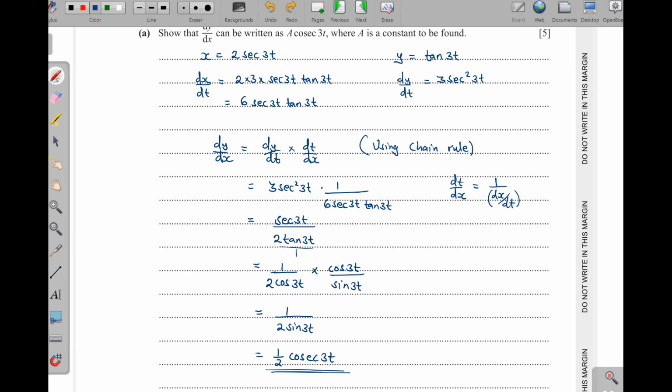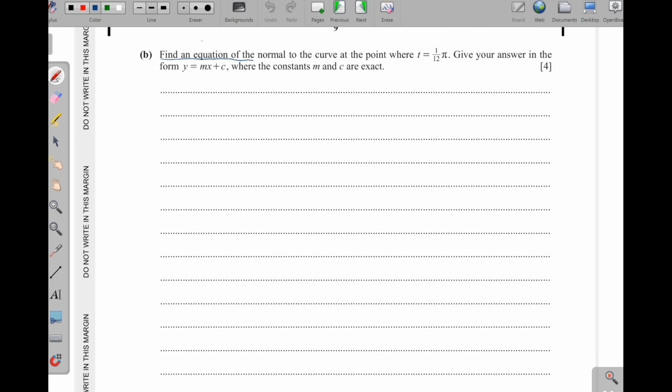You see that? Then part B, find an equation of the normal to the curve at the point where t is equal to pi over 12. Give your answer in the form y is equal to mx plus c, where m and c are exact. Now you know that when you are to find the equation of a straight line, you need at least one point through which the line passes and also the gradient. So for t equal to pi over 12, we need a point through which the line passes.